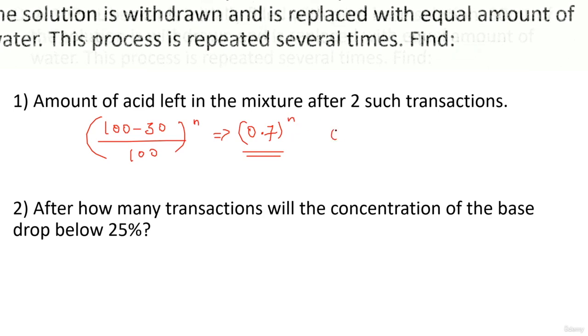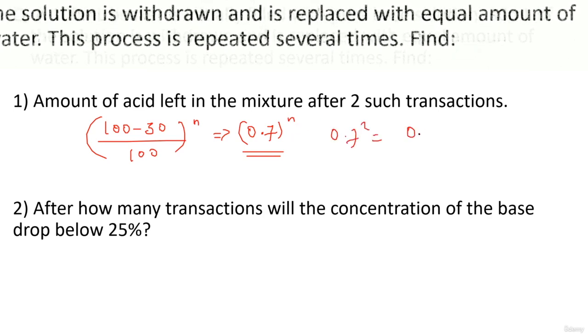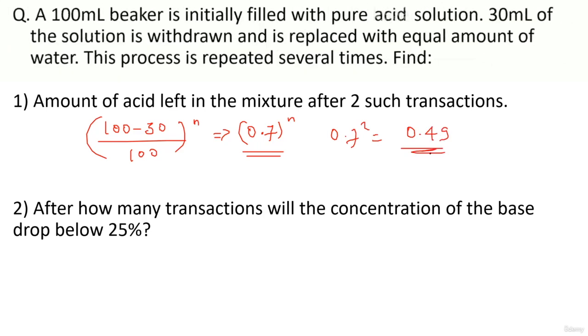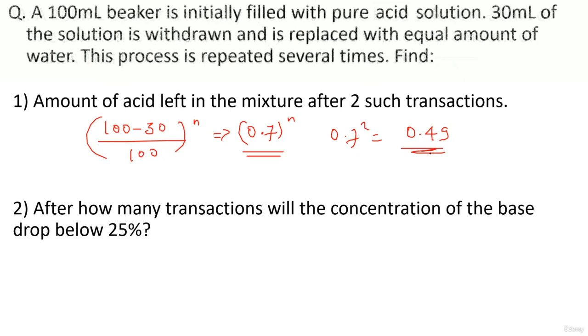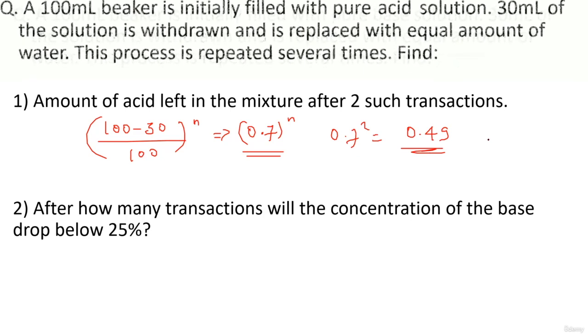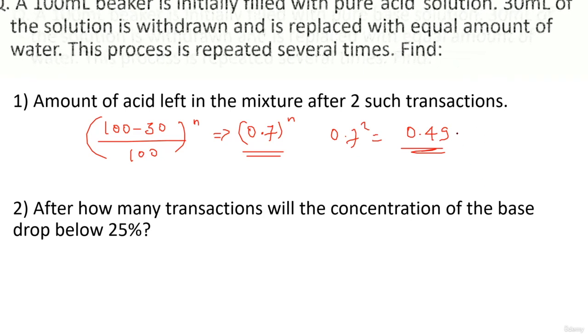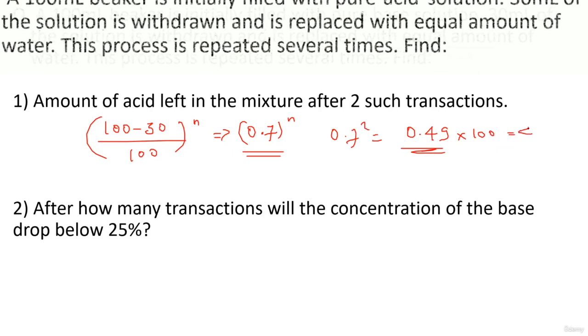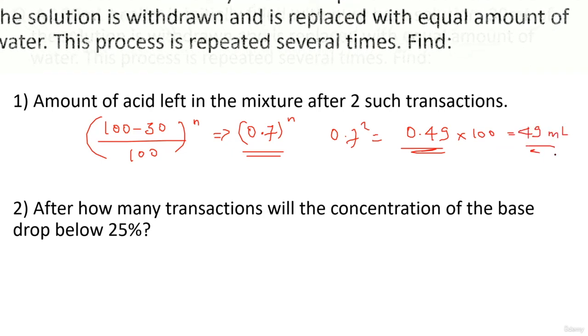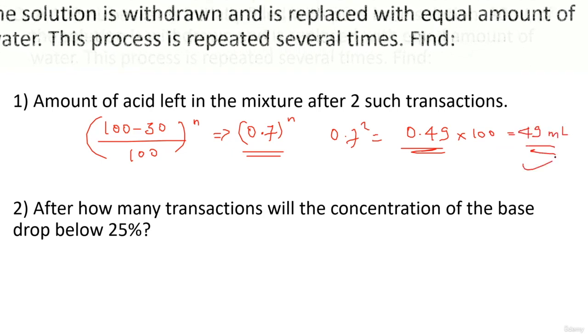So what will 0.7 squared become? 0.7 squared is 0.49. So the fraction after two transactions is 0.49. The initial capacity that you have taken is 100 ml, right? So the content is 0.49 into 100, which will be 49 ml. This is the answer for the first part of the question, right?